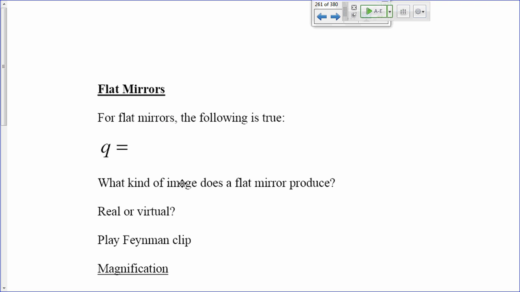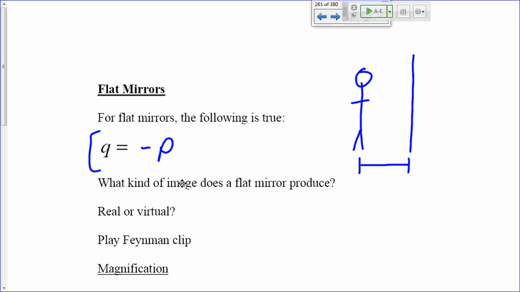For flat mirrors, your rule is that Q is equal to negative P. So if you imagine that you have this flat mirror, like in Harry Potter, when he stands in front of the mirror and he sees his parents in the mirror. So he stands a certain distance in front of the mirror. This is our object distance. And then behind the mirror, this is his image, and this is the distance Q. And so for flat mirrors, we would say that Q is the negative of P.